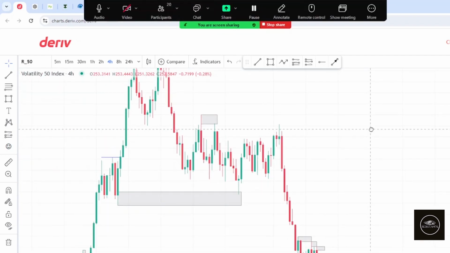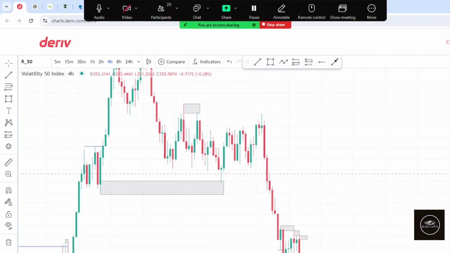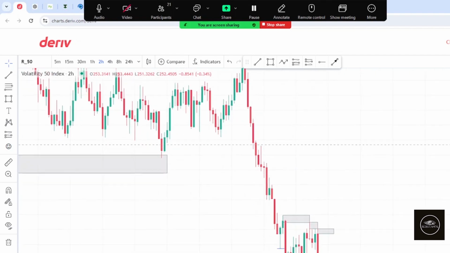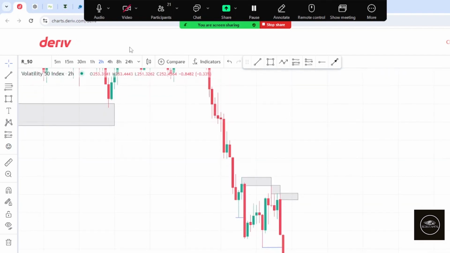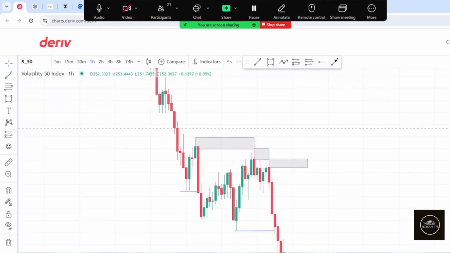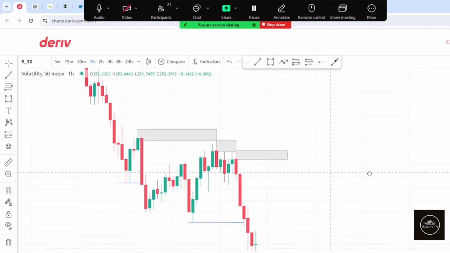Another supply zone, because this is what I'm looking at for a sell at this particular place. So, moving on to the 2 hours time frame. On the lower time frames, there's 15 minutes, but let's start from the lower time frames. Let's start from 1 hour to the zone. I got this particular place.